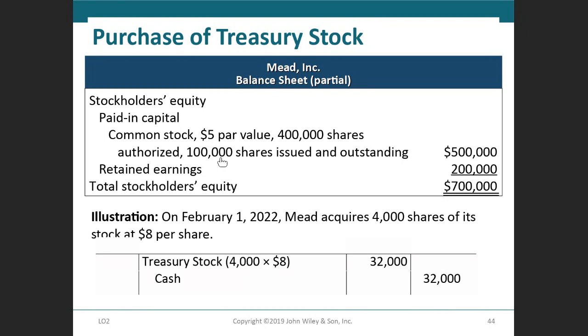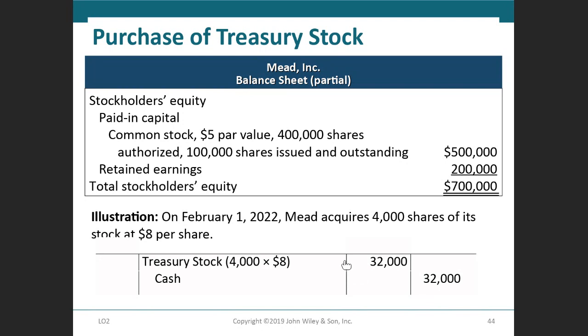So the stockholders have 100,000. They purchased 4,000. They said we are going to buy 4,000 shares for $8. Who wants to sell? Right? So you have some shareholders coming and they're selling the stocks. So the company pays them $8 for each share. That's 32,000 paid to the shareholders who have the stocks, and they hand over the stock certificate.